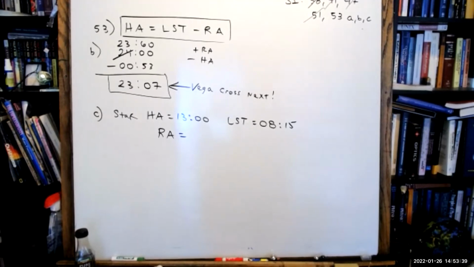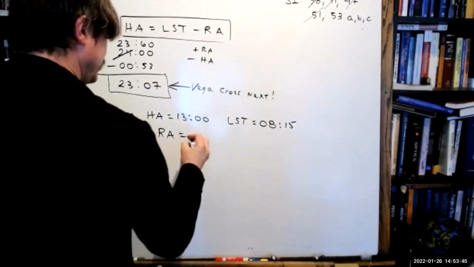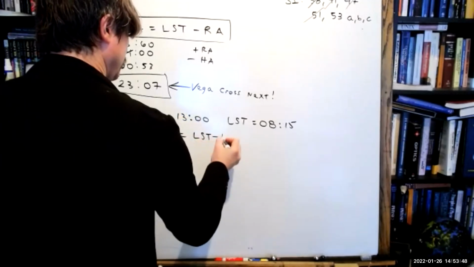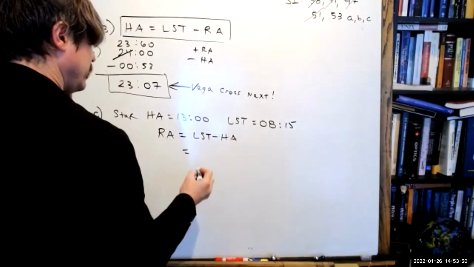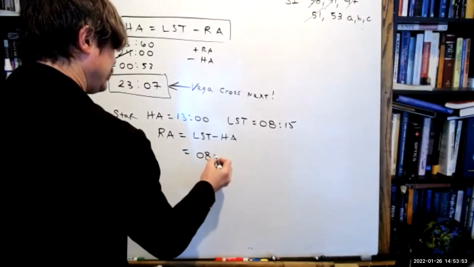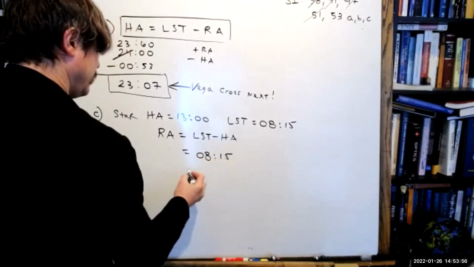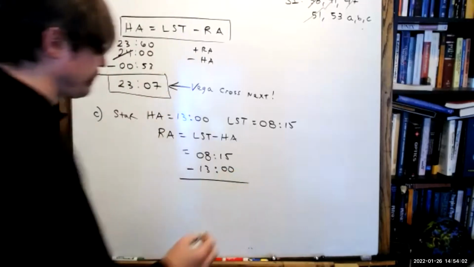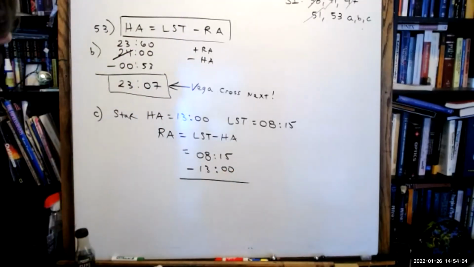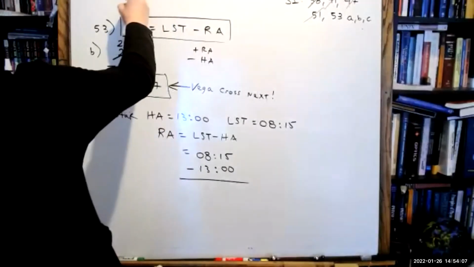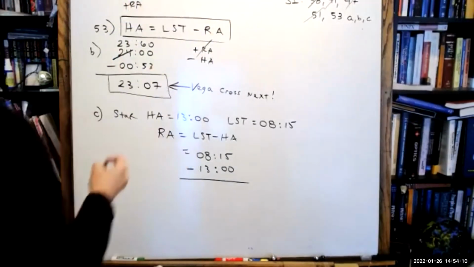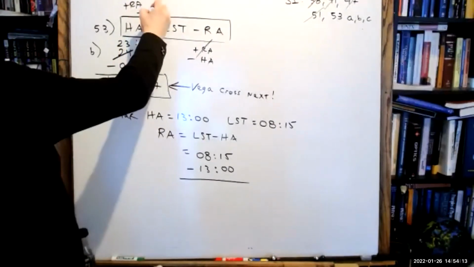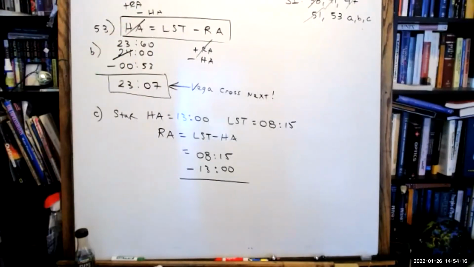Would it be 2115? Oh, I was thinking we could write it symbolically first. The right ascension is the local sidereal time minus the hour angle. Local sidereal time is 8:15. The hour angle is 13 hours. I added them instead of subtracting. Look, if you add right ascension to both sides, the right ascension goes away. If you subtract hour angle from both sides, the hour angle goes away there. Right ascension is LST minus HA.